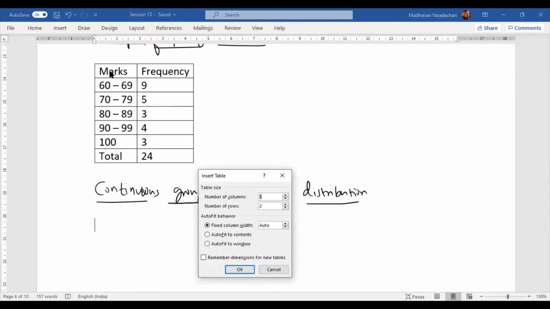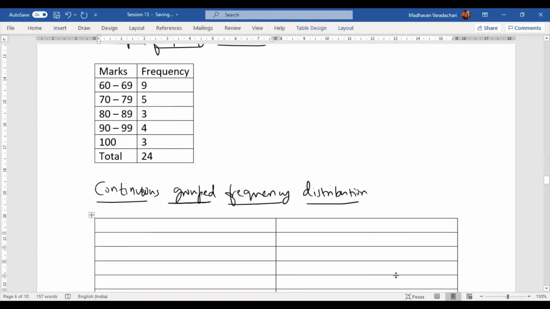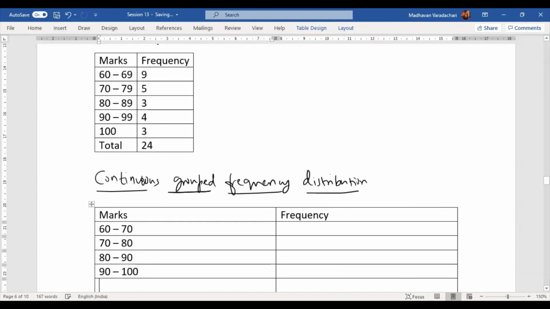Make the same 1, 2, 3, 4, 5, 6, 7 rows and 2 columns. Here, let me say marks. Here, let me say frequency. Now I write 60 to 70, 70 to 80, 80 to 90, 90 to 100. Here I will say total.